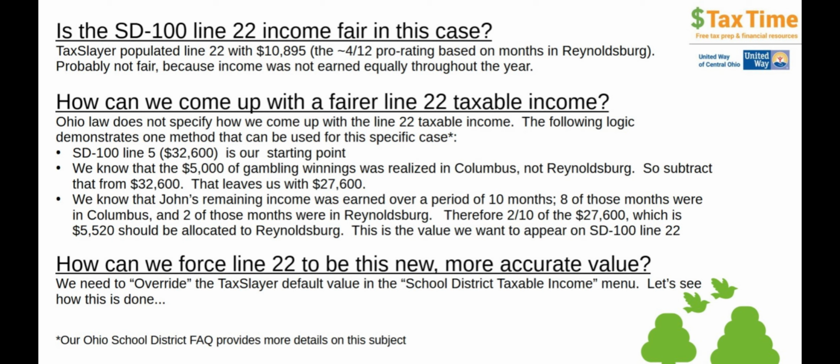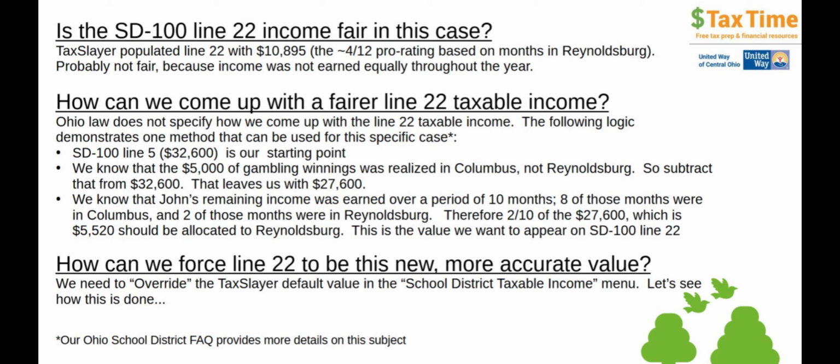So is the SD 100 line 22 income that TaxSlayer came up with fair in this case? TaxSlayer populated this line with $10,895, which is the prorating it came up with based on the time in Reynoldsburg, which is about 4/12. It's probably not fair because we know the income was not earned equally throughout the year. So how can we come up with a more fair line 22 taxable income?